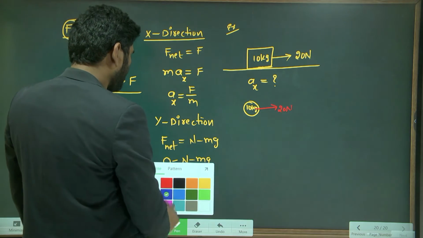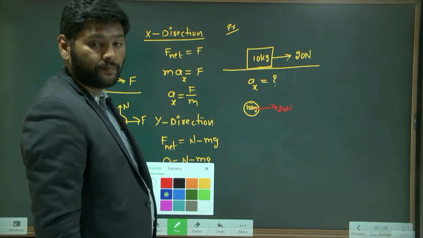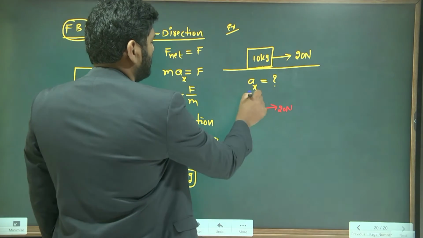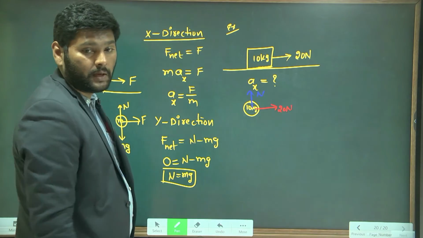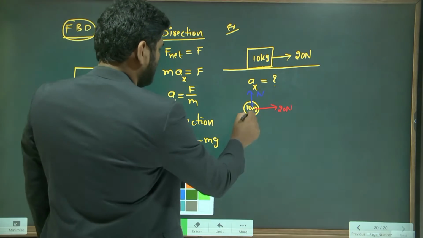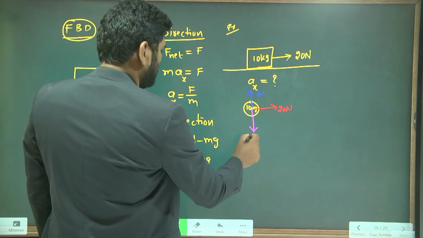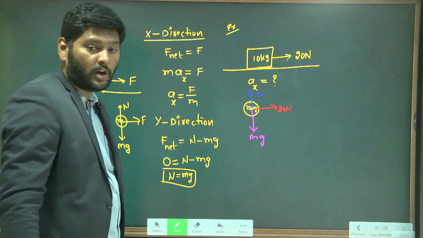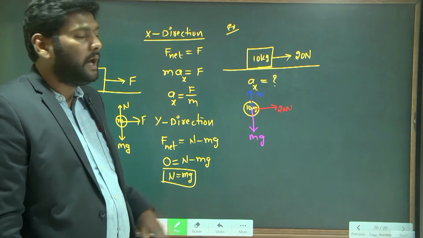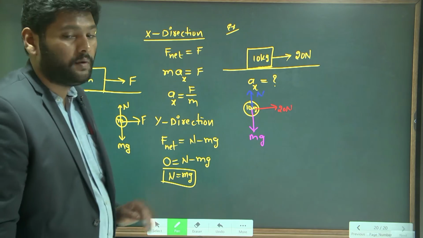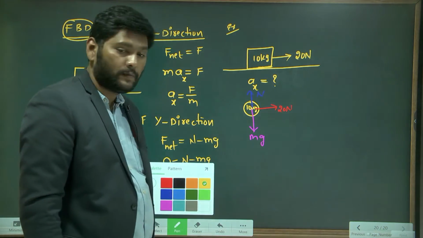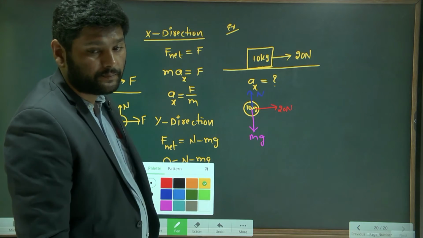Next, is there any other force? Yes, sir. What are the other forces? Normal and gravitational. Normal reaction, and in the other direction, gravitational force. In this way, how many forces are acting in total? Three forces are acting. After showing the forces, what is the next step? Apply Newton's second law along x and y direction.